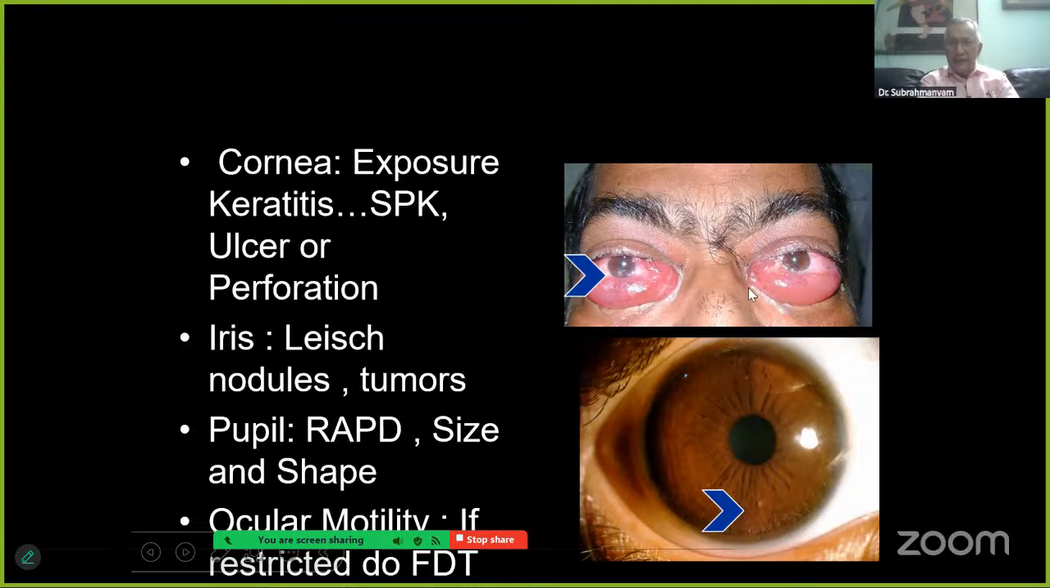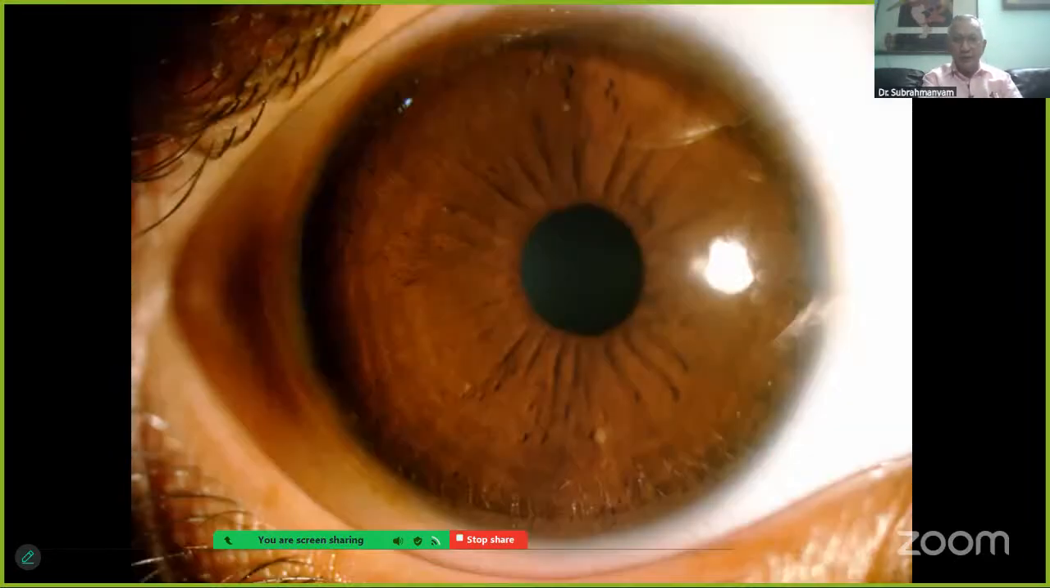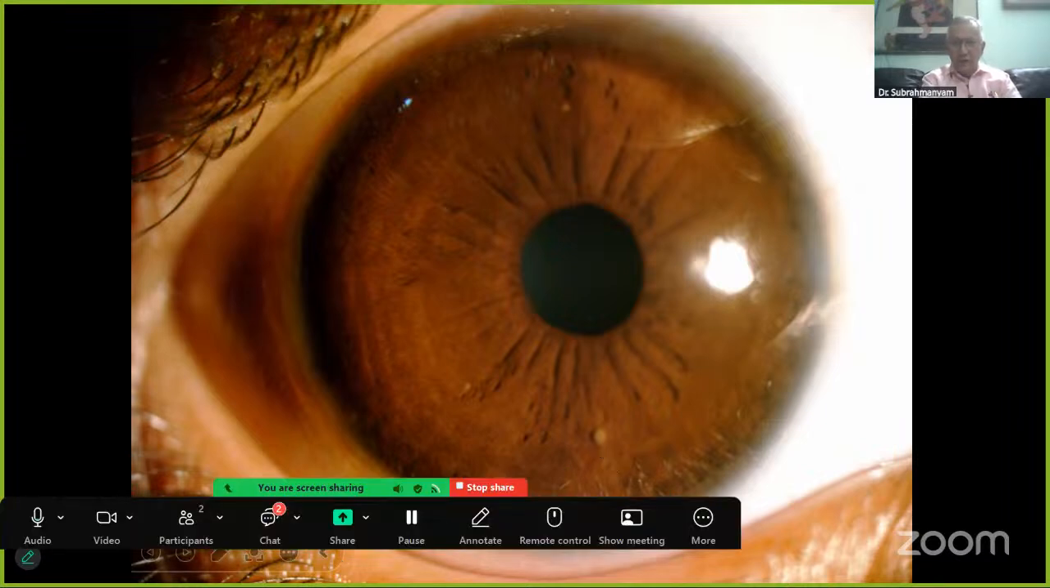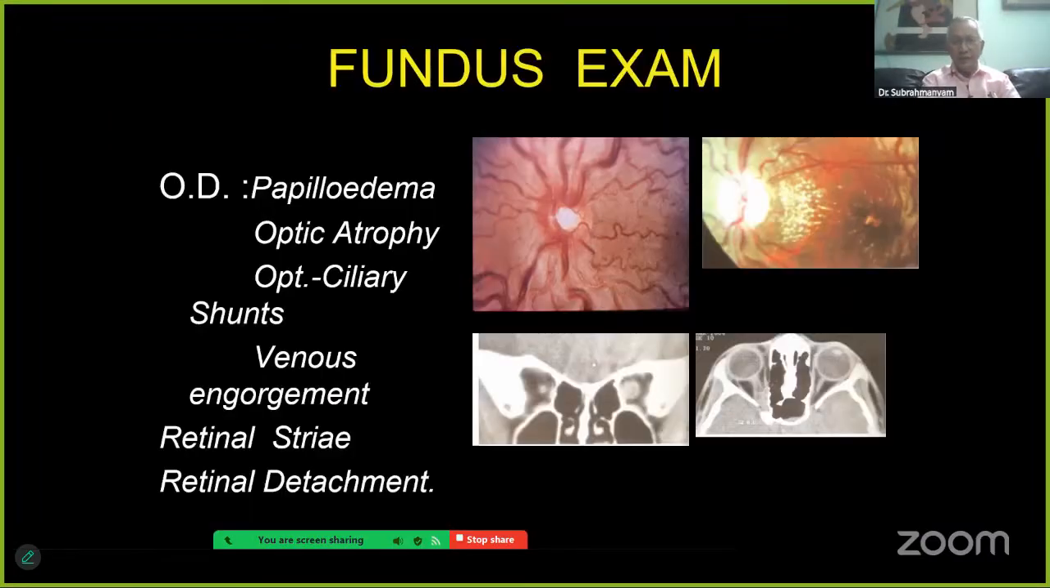Here is a bilateral severe thyroid orbitopathy with chemosis, high inflammatory score, and you can see the corneal opacity due to exposure keratopathy. Iris may show large nodules or tumors. This is the Lisch nodule as you see in case of neurofibromatosis. Look at the pupil for RAPD, size and shape of the pupil, and look for the ocular motility. If restricted, as I said earlier, you have to do FDT. Here again, a case of Lisch nodules, in a case of neurofibromatosis.